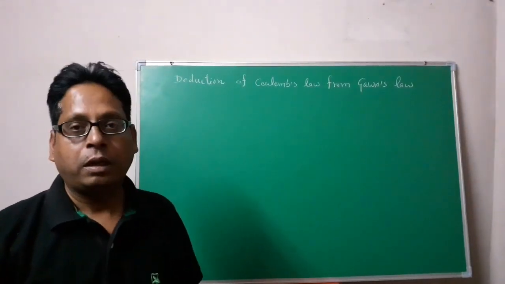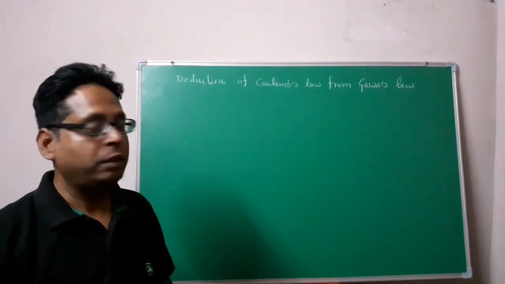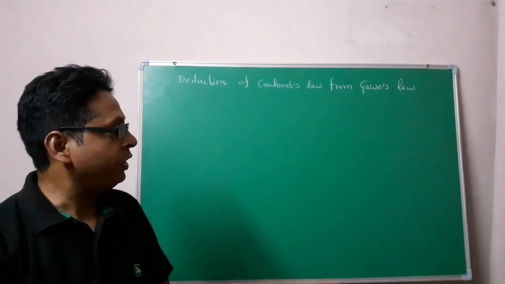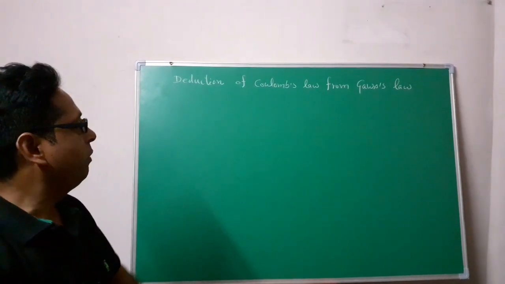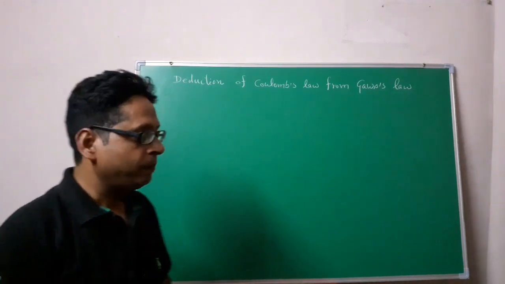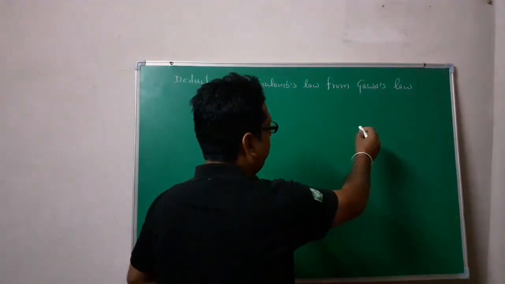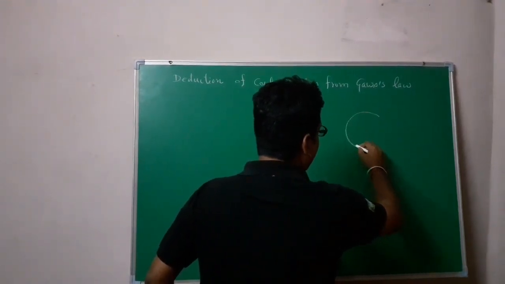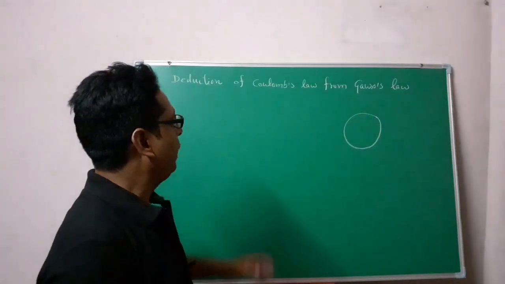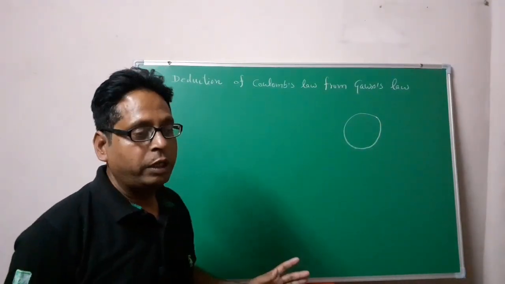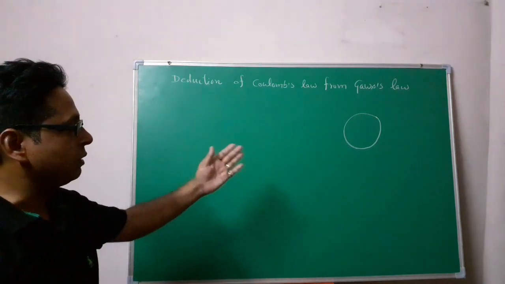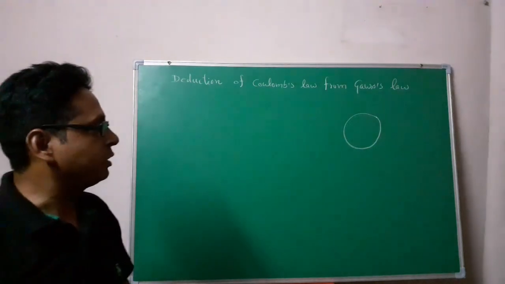We were doing Gauss's law and we had also proved its definition and law. So today we will deduce Coulomb's law from Gauss's law. For that, we will take a closed surface. As you know, according to Gauss's law, for a closed surface the surface integral of E dot ds is equal to 1 by epsilon times q.